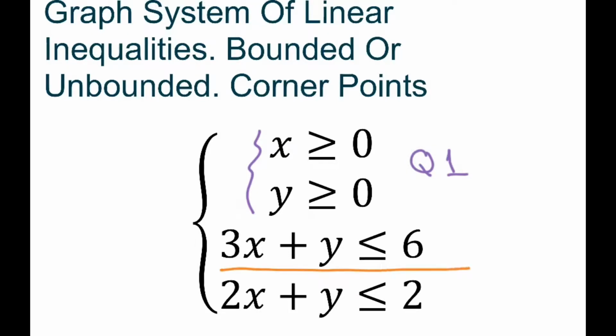So for this one, if x is 0, y is 6, and if y is 0, x will be 2. And for this one, if x is 0, y is 2, and if y is 0, x is going to be 1. I'm just solving for x and y there, and that's how we're going to graph those.